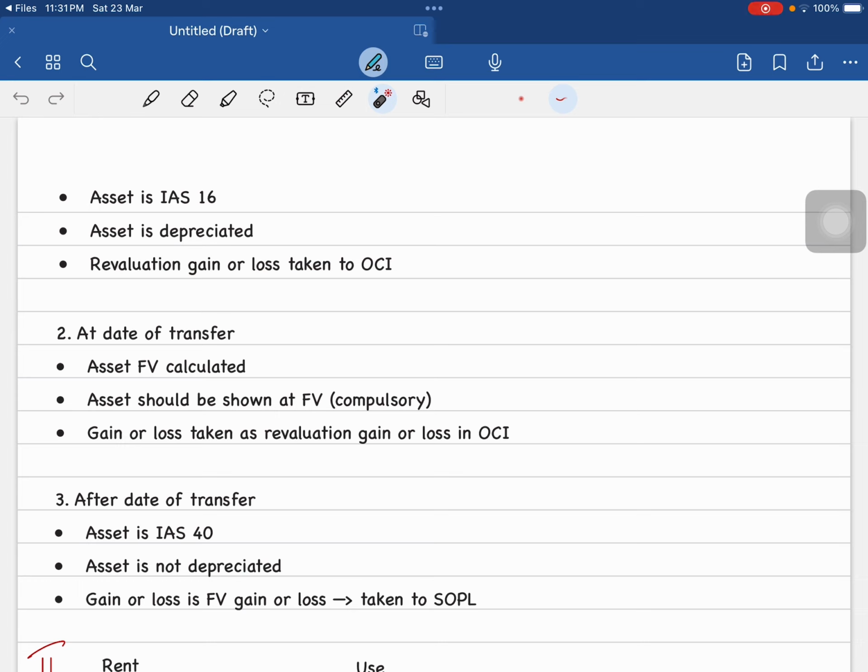The second time period is at the date of transfer, the day on which you are going to transfer. The asset's fair value would be calculated, and the asset is shown under its fair value. The gain or loss is still the revaluation gain or loss, and it is taken into OCI. That is the treatment. The third time period is after the date of transfer. Once the transfer is over, the asset is now IAS 40. It is not depreciated, and the gain or loss is going to be the fair value gain or loss.